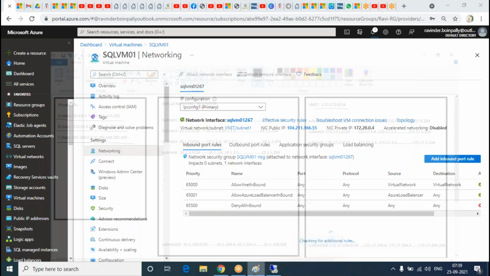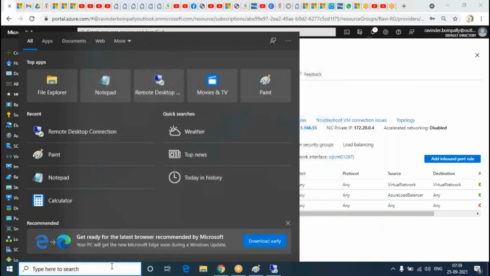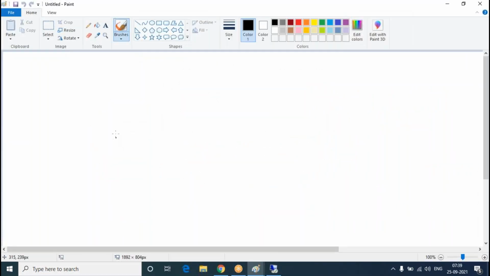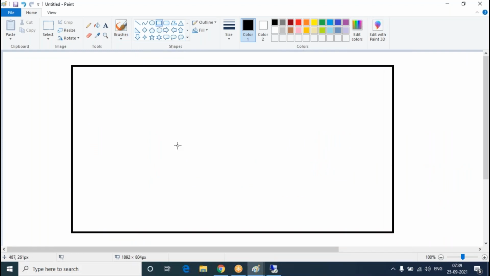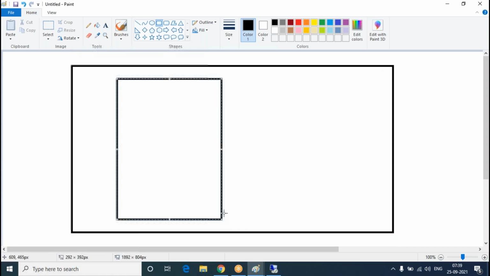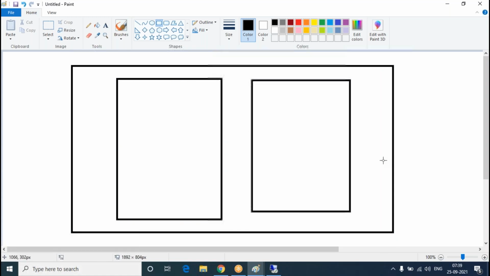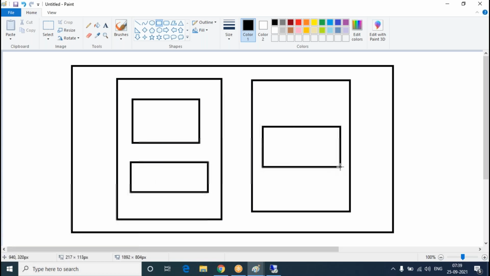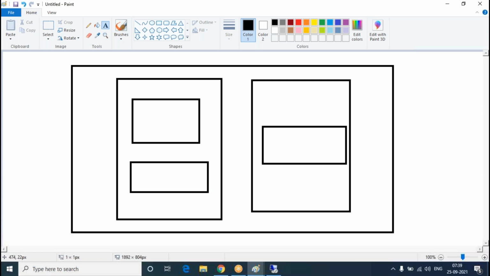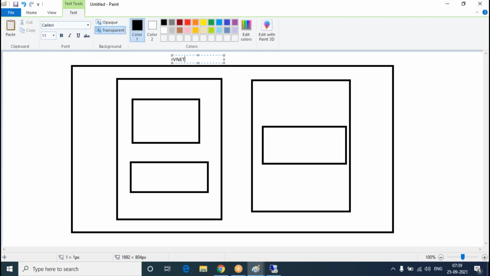Inbound means... let me make a diagram first to better talk about this. We created a network first. Within the network, we created two subnets, right? Here I created two VMs, and here one VM. So here the VNet we created is 172.20.0.0/16. And here we created subnet 1 with what IP?